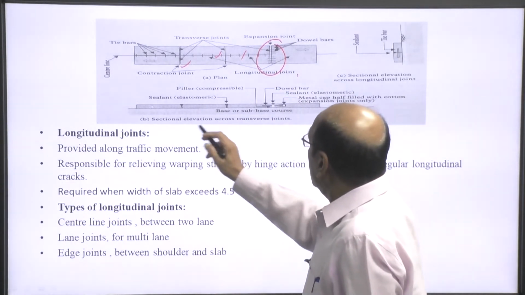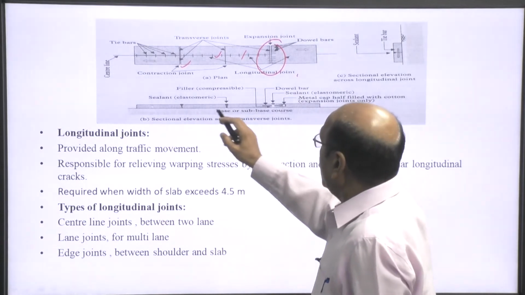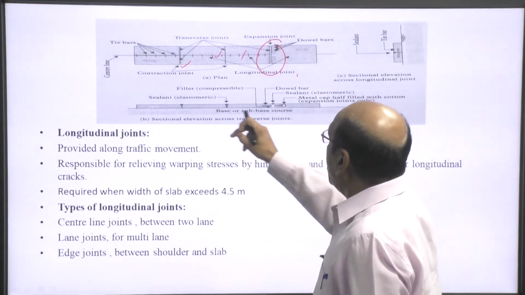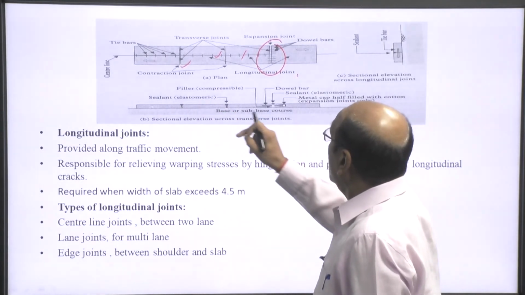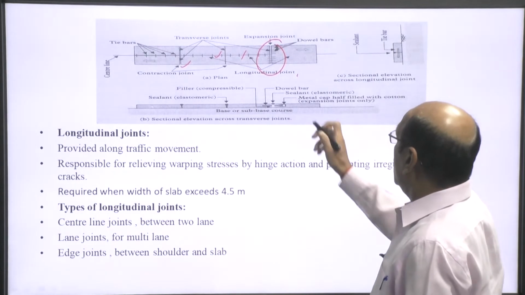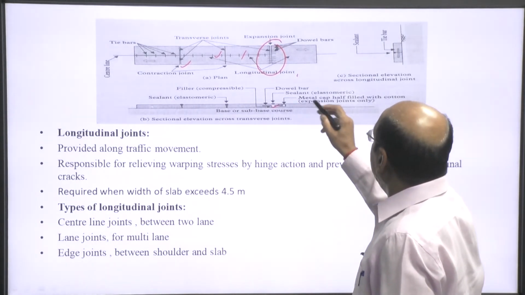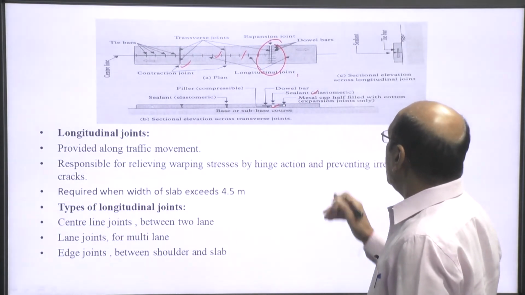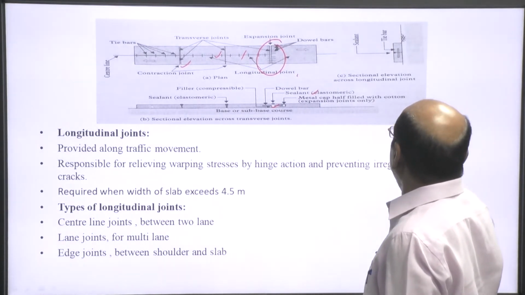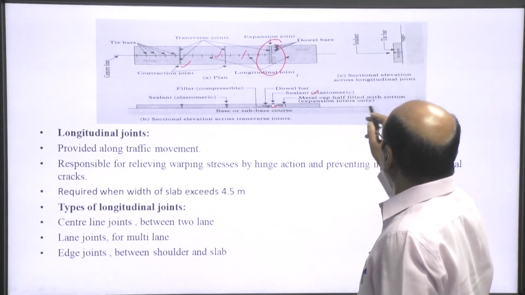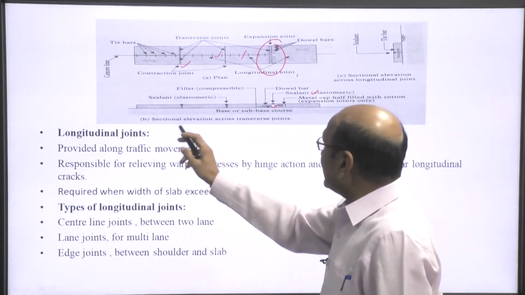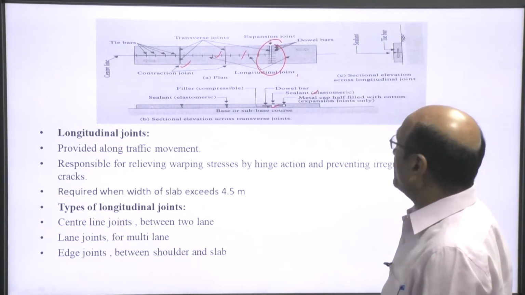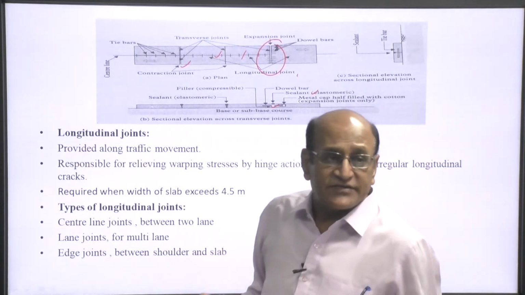And see here, this is filled by the sealant, an elastomeric material. This is filled by the filler of compressibility. This is the dowel bar. Sealant is used as a filler material. Then a metal cap half filled with cotton is used in the expansion joint only. So, this is the section elevation across the transverse joint.